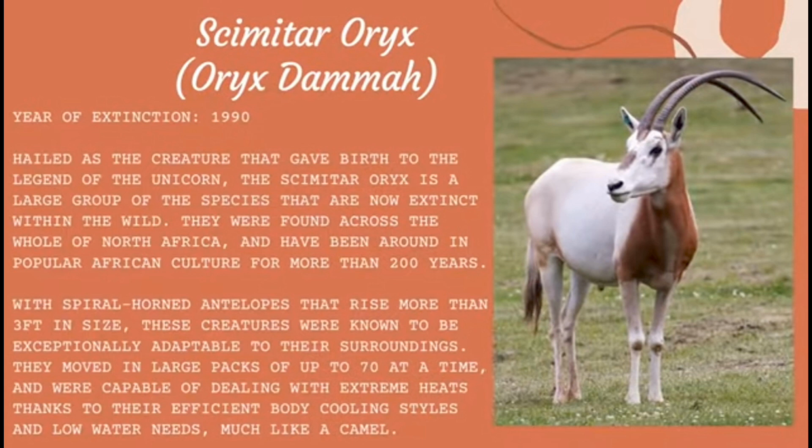Scimitar oryx. Year of extinction: 1990. Hailed as the creature that gave birth to the legend of the unicorn. The scimitar oryx is a species that is now extinct in the wild. They were found across North Africa and have been present in popular African culture for more than 200 years. Spiral-horned antelopes of more than 3 feet in size, these creatures were known to be exceptionally adaptable to their surroundings. They moved in large packs of up to 270 at a time and were capable of dealing with extreme heat thanks to their efficient body cooling.